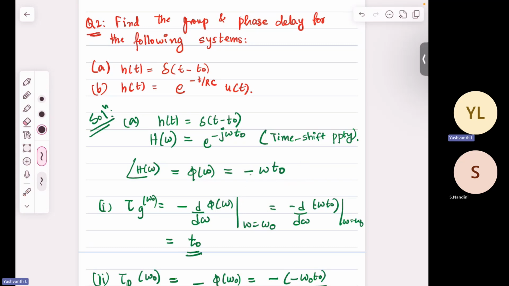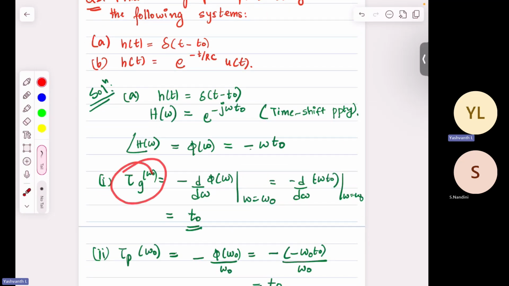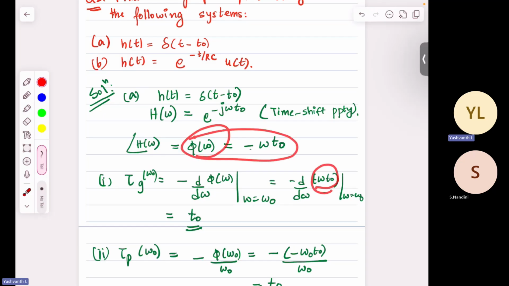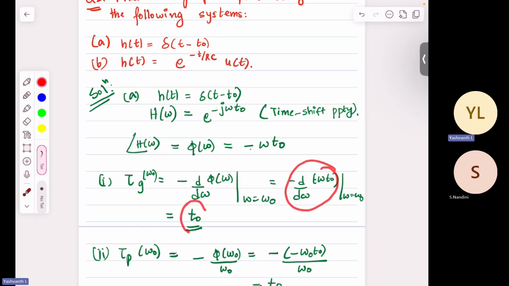Okay, that's how we got the phase response. That is the first thing. Now obtain the group delay. What is the group delay? Minus d by d omega of phi of omega at omega equals omega naught. That is minus d by d omega of omega t naught, because that is your phi of omega, at omega equals omega naught. This is nothing but just t naught. So this minus and minus will get cancelled, so it's just t naught. So the group delay is equal to t naught.